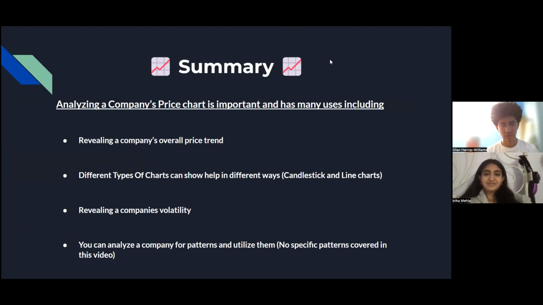Although there are many different types of stock market charts, the candlestick and the line are the 2 most commonly used.